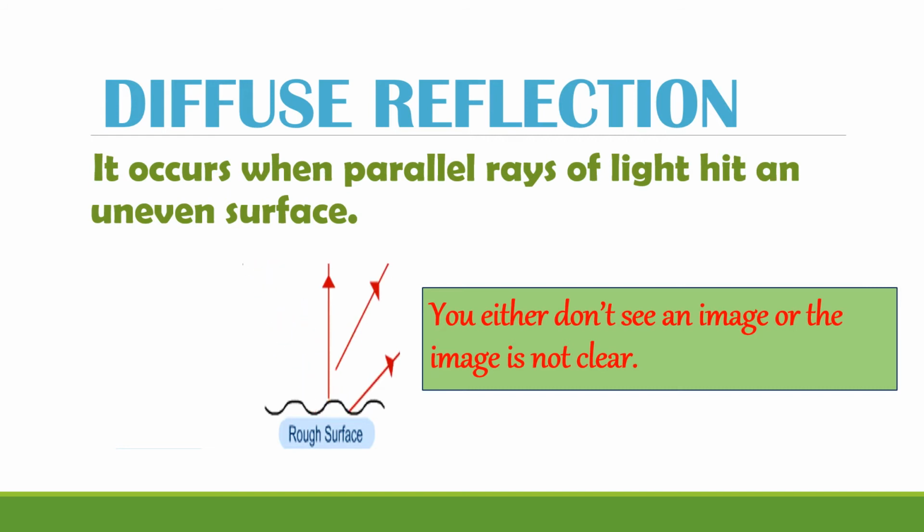Most objects reflect light diffusely. This is because most surfaces are not smooth. Even surfaces that appear to be smooth, such as a piece of paper, have a small bump that reflects light at different angles.